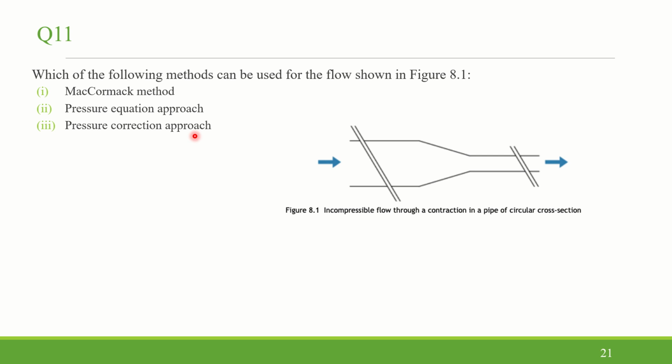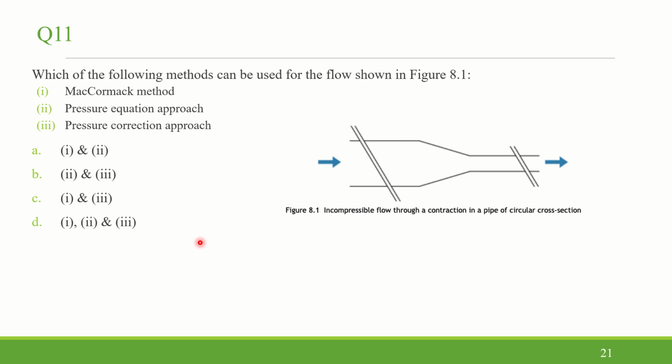First one is false. So options are A, 1 and 2; B, 2 and 3; C, 1 and 3; D, 1, 2 and 3. So which of the following methods can be used for the flow shown in figure 8.1? First one, it is McCormack method. Second one, it is pressure equation approach. Third one, it is pressure correction approach. So the answer is option B, that is 2 and 3 is the right answer.